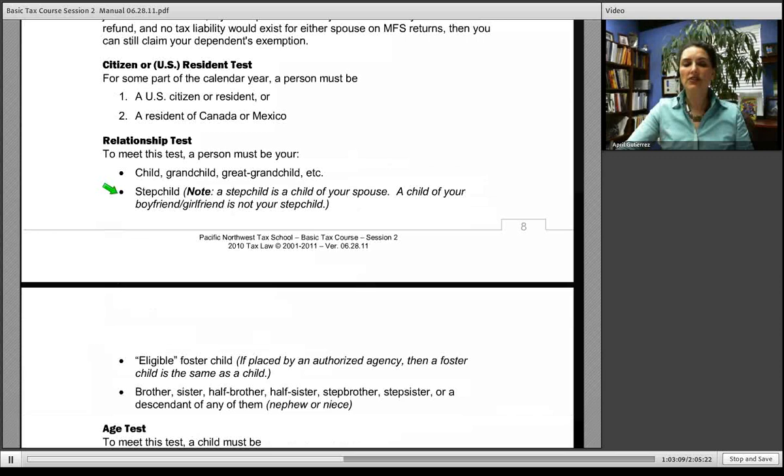An eligible foster child can also meet the relationship test if that child was placed with you by an authorized agency. If an authorized agency placed the foster child with you, then the foster child is considered to be your child for tax purposes and is related to you. And finally, a brother, sister, half-brother, half-sister, stepsister, stepbrother, or a descendant of any of them, such as a niece or nephew, meets the relationship test.